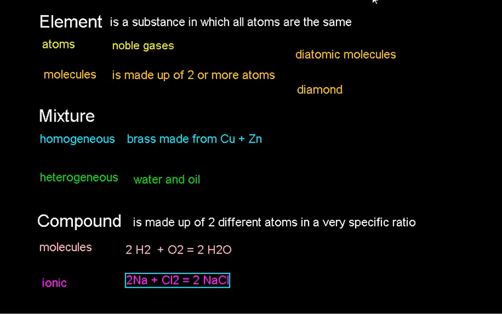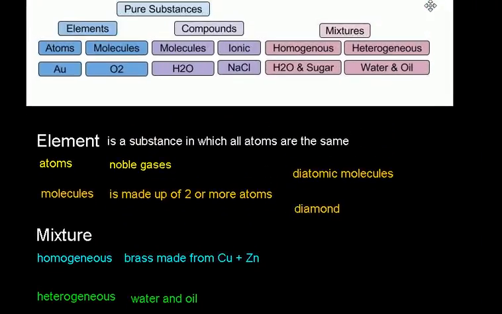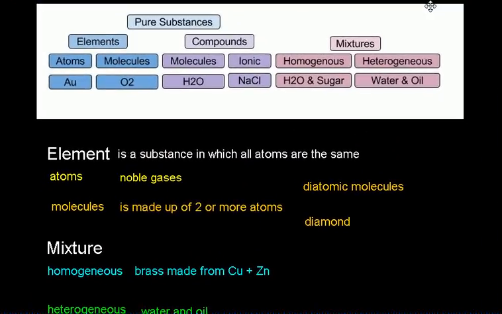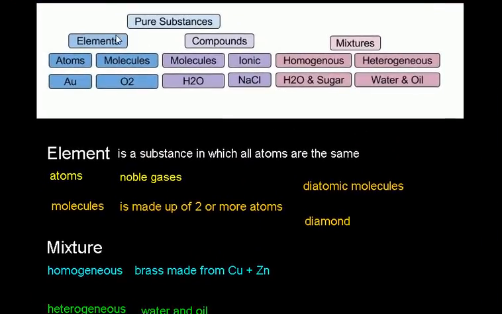So to sum everything up, I put together a chart over here, a small little diagram, which demonstrates that the elements are made up of pure substances. And here I put gold down as an example, which is Au. That would be an element. A molecule would be one of the diatomic molecules, which would be oxygen.